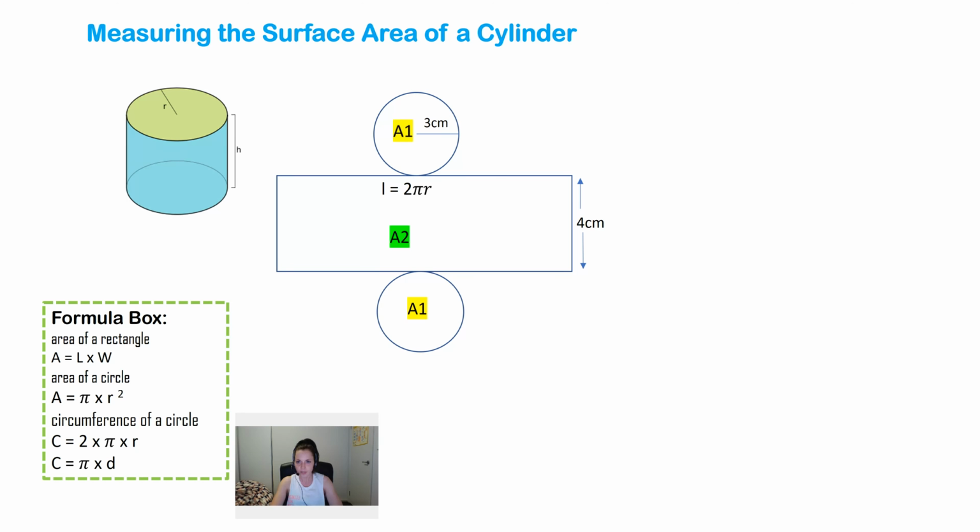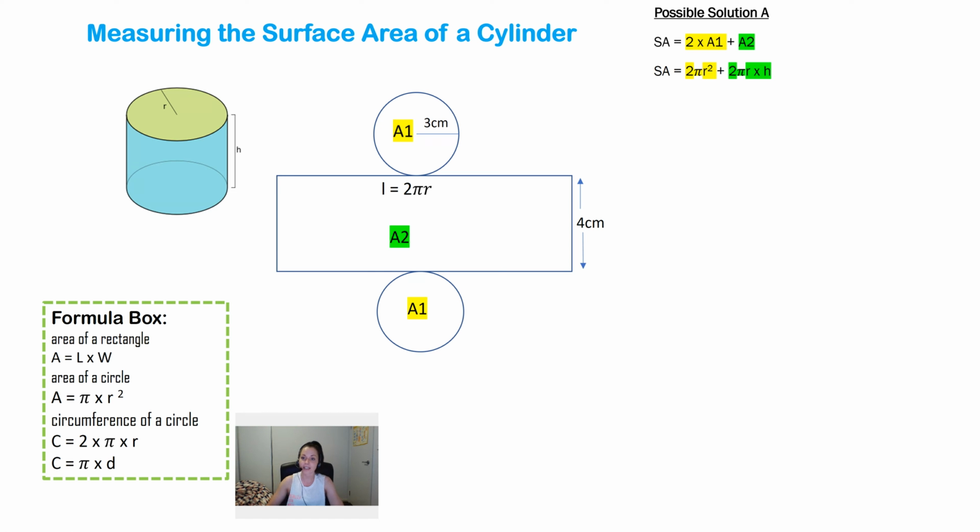In order to simplify things, the area of this circle is going to be the same as the area of this circle. So I've labelled those two area 1, and this one I've labelled area 2. Okay, so this is the first possible solution. We've got SA, surface area, equals 2 times A1 plus the area of A2.